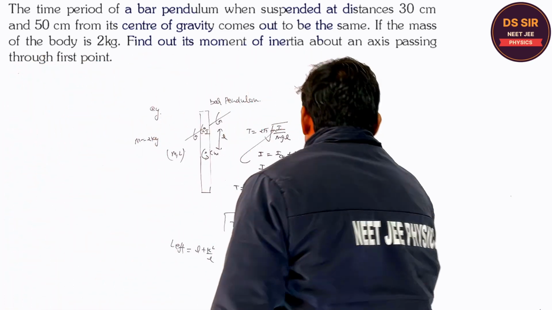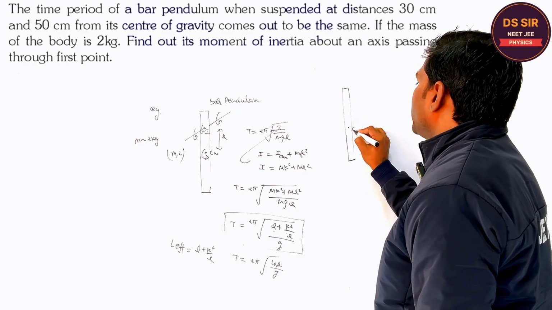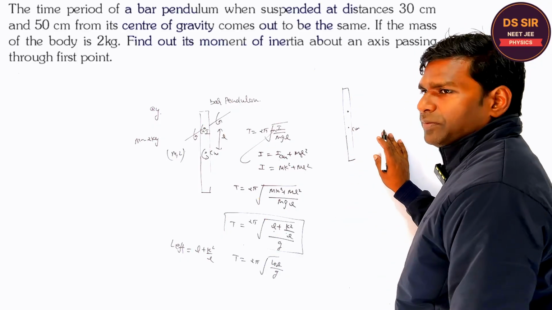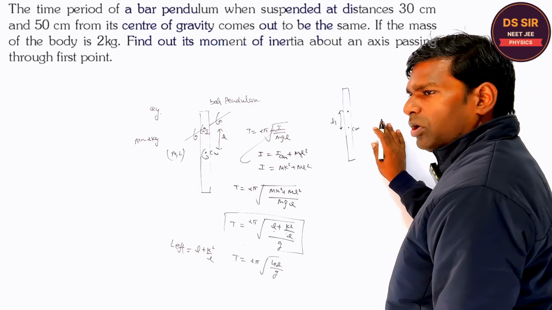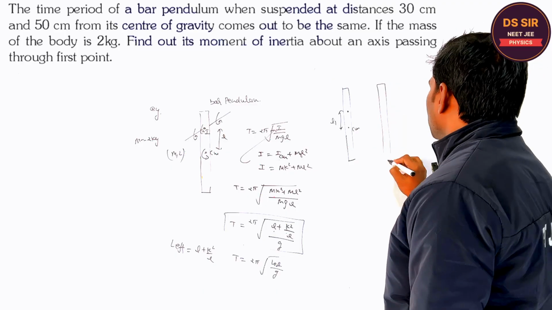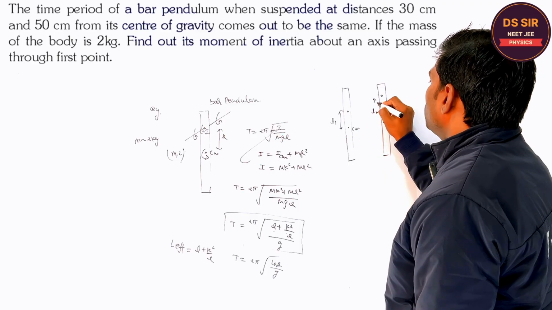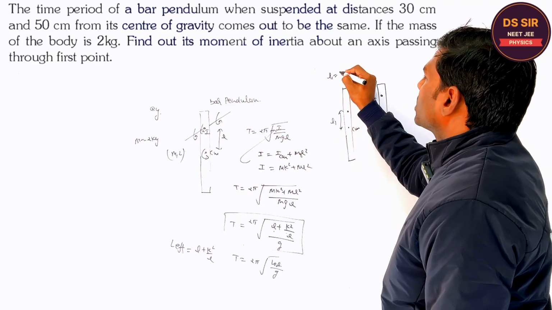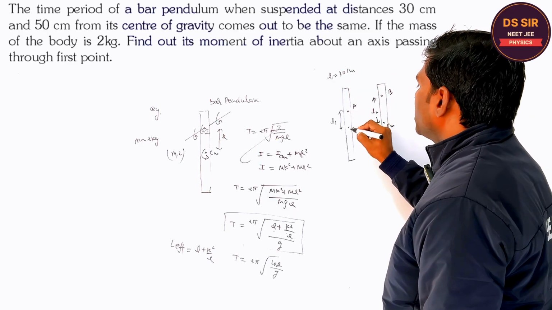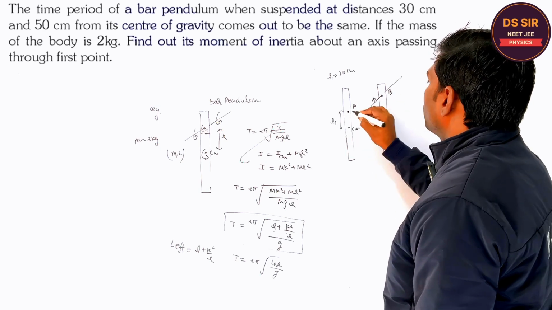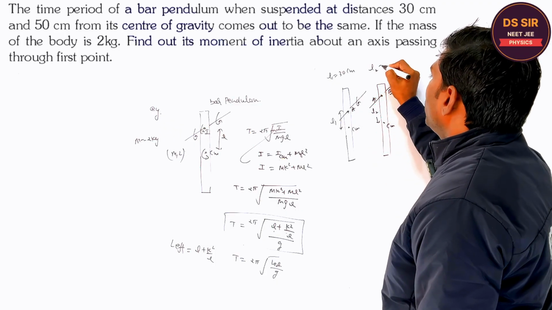Okay, now what is the question? In this question, first, this is the bar pendulum, this is the center of mass. First, it is suspended from the point 1, which is at a distance, suppose L1, and then it is suspended about the other point, which is at distance L2. The value of L1 here is 30 centimeter according to the question. Suppose this is the point A, this is the point B. This is the axis of rotation. Are you getting or not? Like this. And L2 value is 50 centimeter.